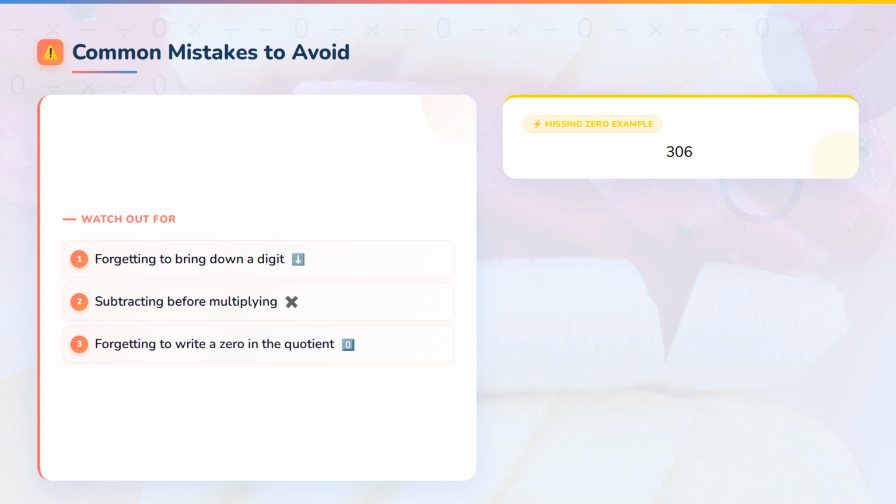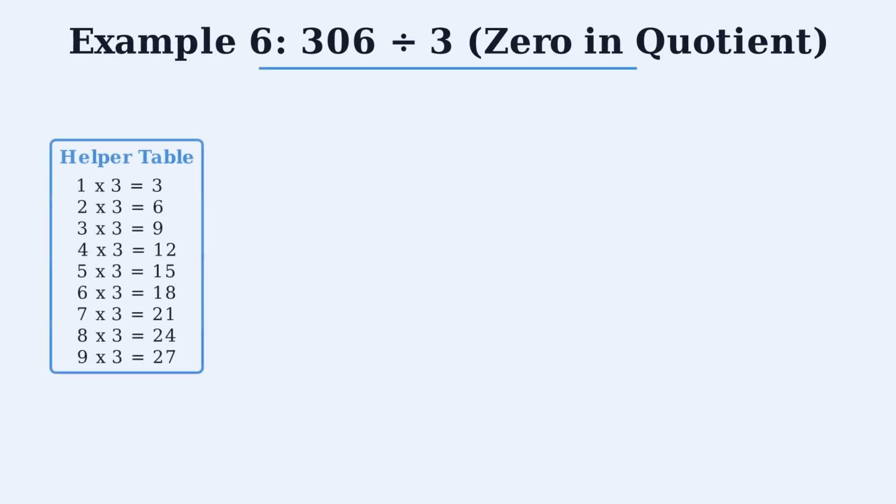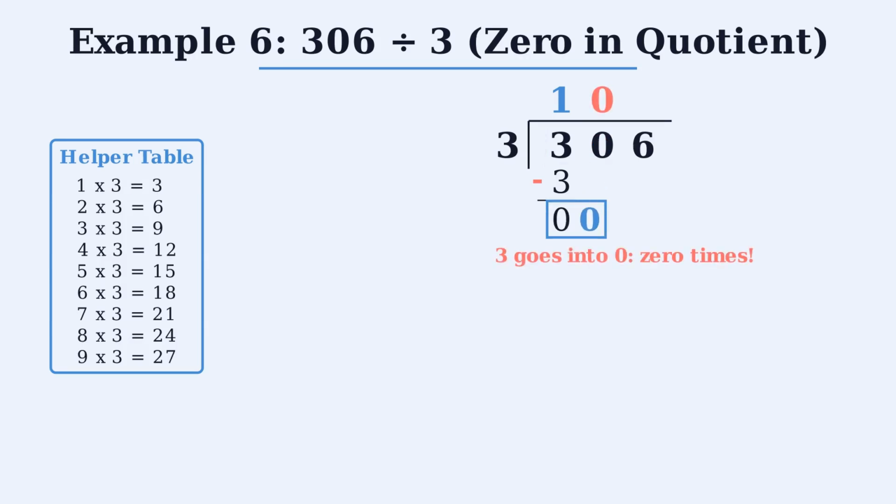Parents and teachers, practicing a few problems daily is the best fix. Let's look at a sneaky problem, 306 divided by 3. This one has a 0 in the answer and a lot of students miss it. Start with 3. 3 goes into 3 exactly once. Multiply, 3 times 1 is 3. Subtract, 3 minus 3 is 0. Now bring down the 0 to get just 0.